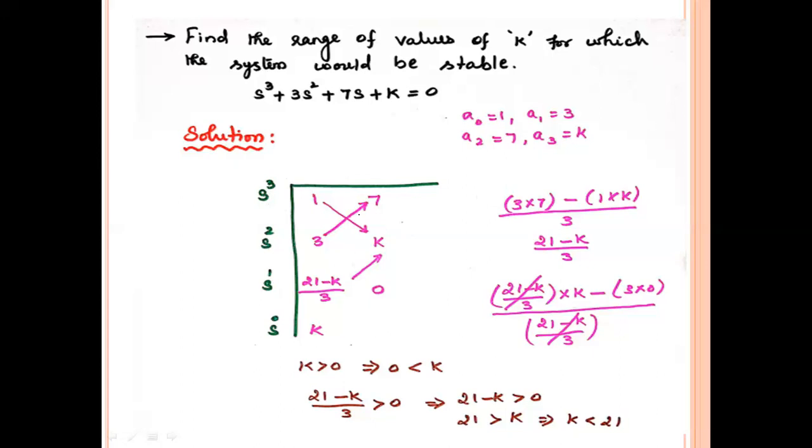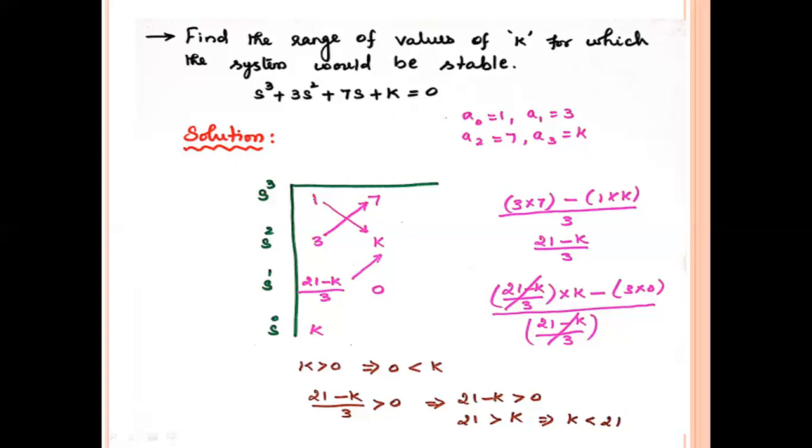In the first row, you have to arrange your even coefficients. Even coefficients means a0, a2, a4, a6, a8, a10, and so on. The next row, you have to arrange the odd coefficients of your characteristic equation. Odd coefficients means a1, a3, a5, a7, a9, etc. In this problem, we have the coefficients a0 to a3. Among these, a0 and a2 are even coefficients, and a1 and a3 are odd coefficients.